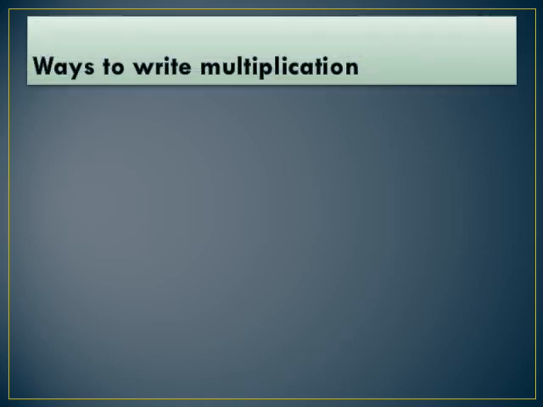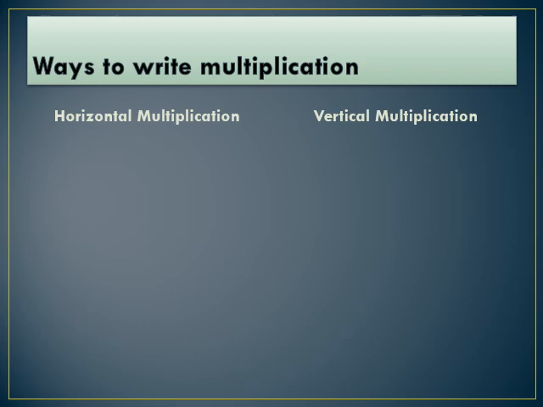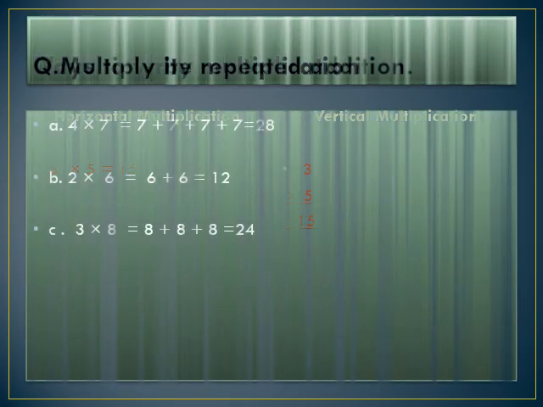Now, let us look at the ways to write a multiplication sentence. Children, there are two ways to write multiplication. First, horizontal multiplication. Second, vertical multiplication. This is called horizontal multiplication and this is called vertical multiplication.